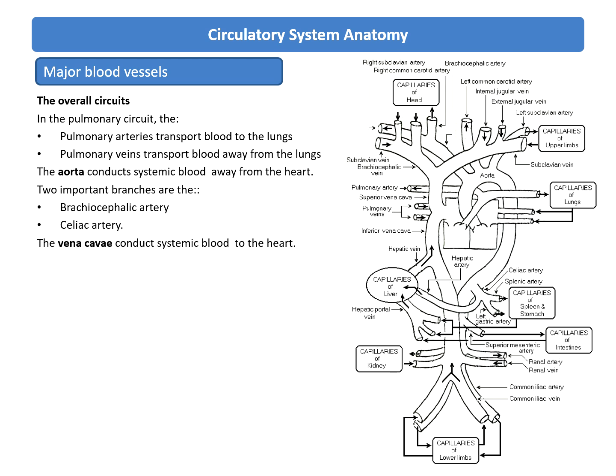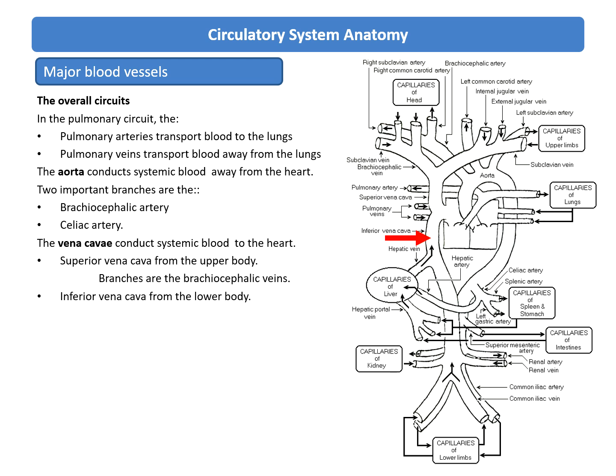The vena cava conducts systemic blood to the heart. The superior vena cava conducts blood from the upper part of the body. Two of its major branches are the brachiocephalic veins. The inferior vena cava conducts blood from the lower part of the body.